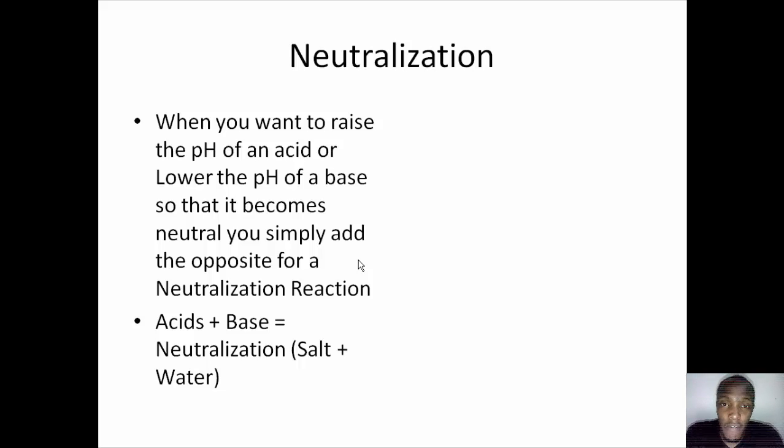And then you have acids that can lower the pH of a base, because if you want it to be closer to neutral, you'll raise an acid with a base, or you'll lower a base with an acid. So you use the opposite. And what happens when you combine an acid and a base in this neutralization is, for one, it becomes neutral. And on the other hand, it produces two things, as I said before: water and salt. Salt and water are produced during this chemical reaction.